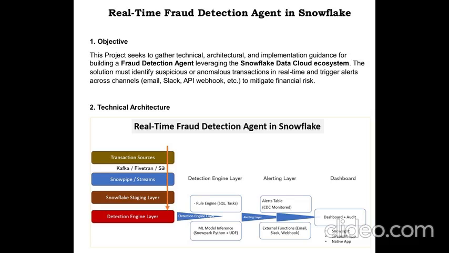Ah, so the ML logic runs right there on the data. Yep, no moving data out. The results, flagged transactions, land in an alerts table. Okay, alerts table gets populated. How do the actual notifications go out?